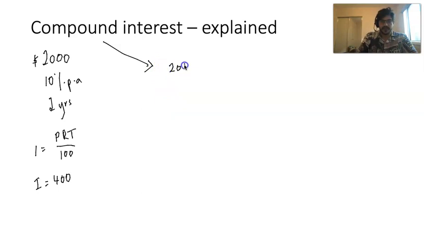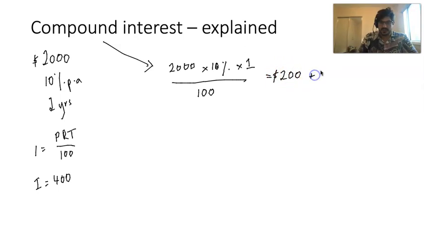So, it'd be $2,000 times your 10%, and times our first year, divided by 100. Of course, my tablet had a little bit of lag just then. So that gets you your first amount of interest earned, the $200 after your first year in the account. Well, this $200 gets added to your initial $2,000 to make the new principal for the next year.